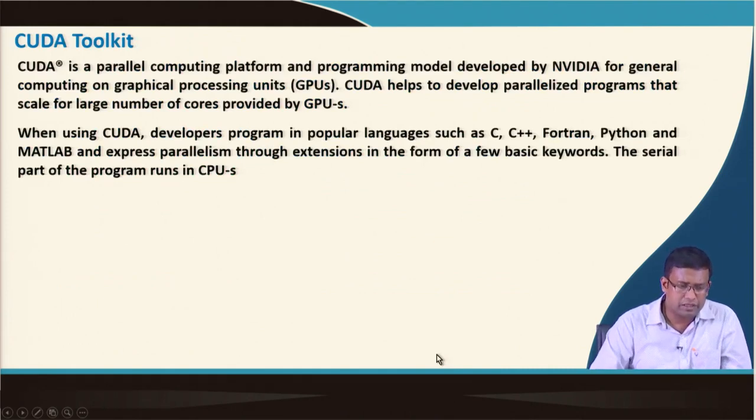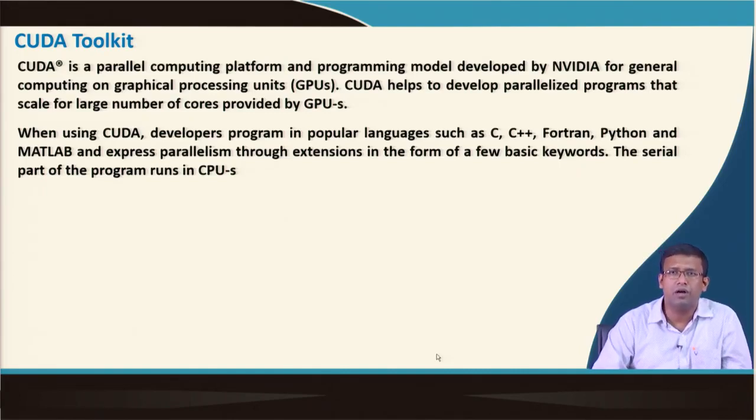So, CUDA is a parallel computing platform as well as programming model, which is developed by NVIDIA. CUDA provides a parallel programming platform, but CUDA itself is a programming model also for general computing using graphics processing units, which we call GPU computing. CUDA helps to develop parallelized programs that scale for the large number of cores provided by GPUs, and this is done at the compiler and software support level, so that when you execute a CUDA program, it goes over thousands of threads, maybe 10,000s of threads.